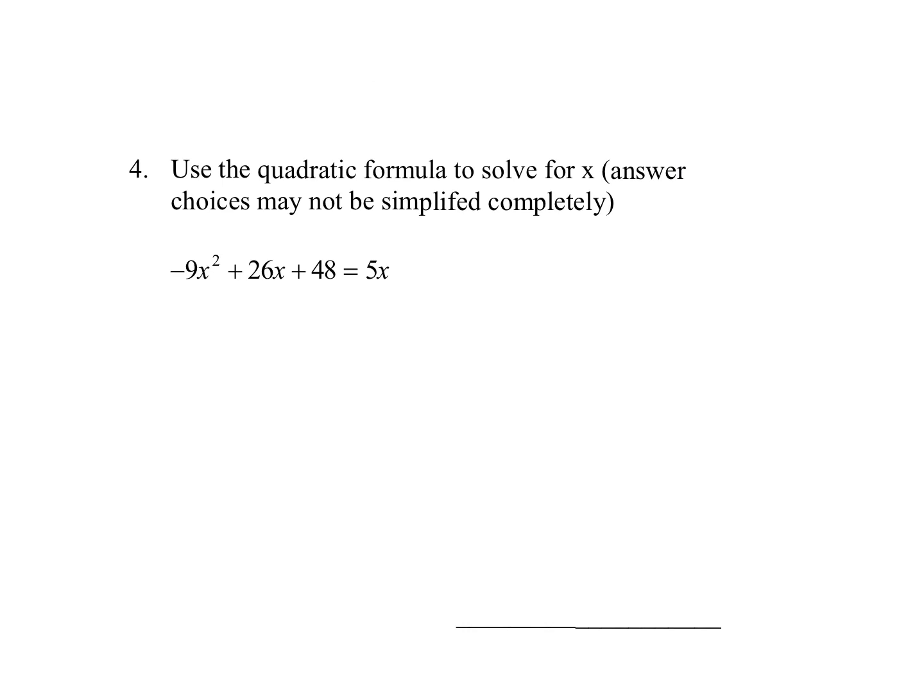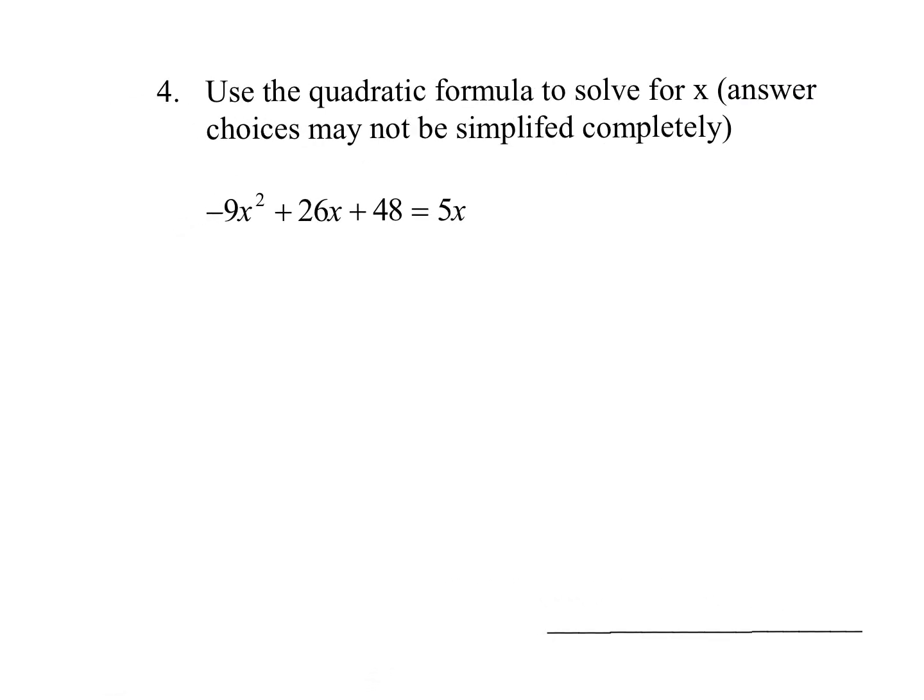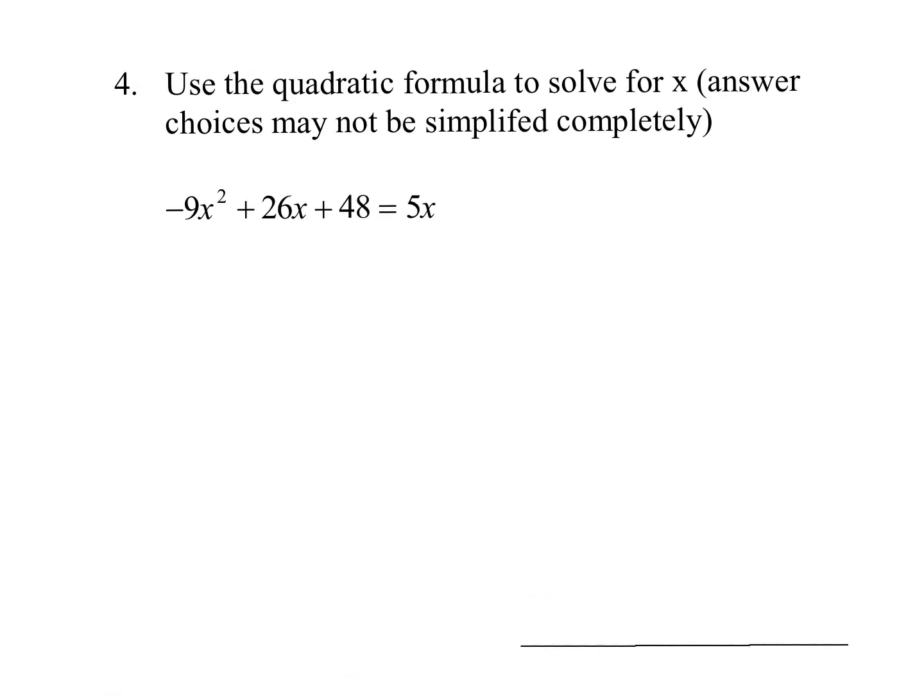All right, let's take a look at the quadratic formula problem. Now, before we can use this quadratic formula, this thing has to be equal to 0. Right now, it is not equal to 0. So what we have to do is subtract that 5x from both sides. I'm going to subtract it from the 26x because they're the like terms. And I get negative 9x squared, positive 21x plus 48 equals 0. All right, now I know that negative 9 is my A, 21 is my B, and 48 is my C.